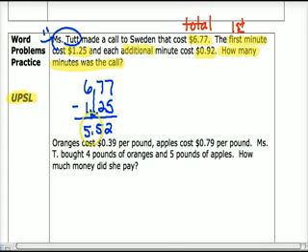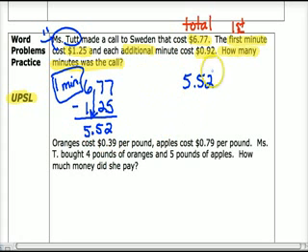Here we go. So that was 1 minute. I'm going to go ahead and write that there. That's going to be important to note later. Now I have $5.50 left of the bill, and each minute costs 92 cents. I want to know how many minutes the call was, so I need to divide.